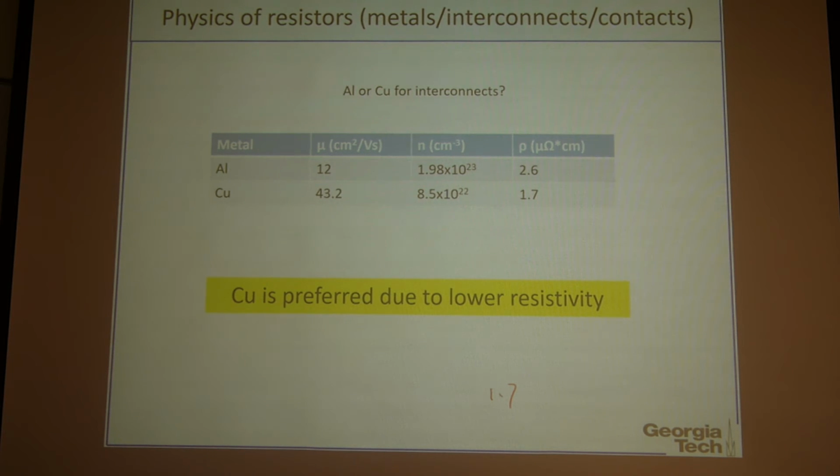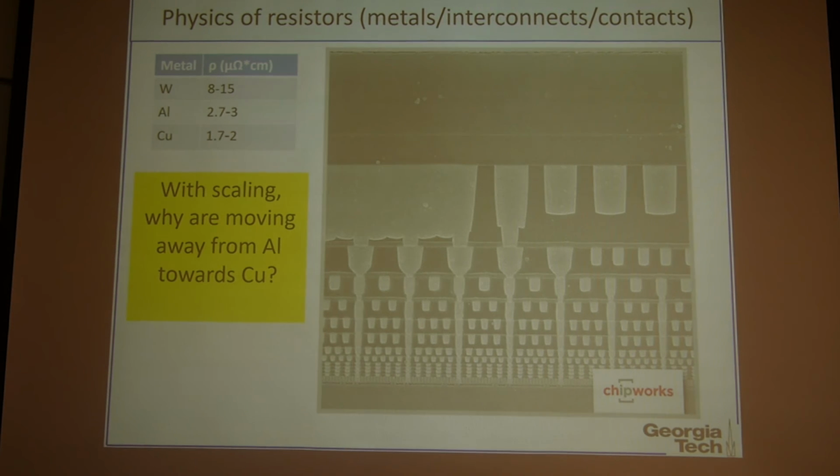This is exactly true. You can also compare with other metal, like tungsten. So tungsten is about 8, aluminum like 2.7 or 3, and then the copper is like 1.7. So it's lower resistivity than other metals. So that's why the semiconductor industry prefers to use copper.